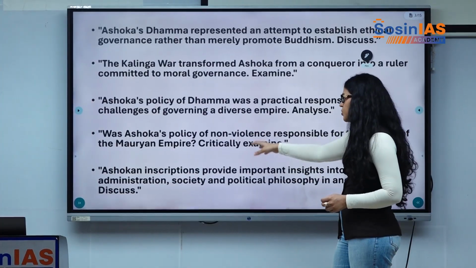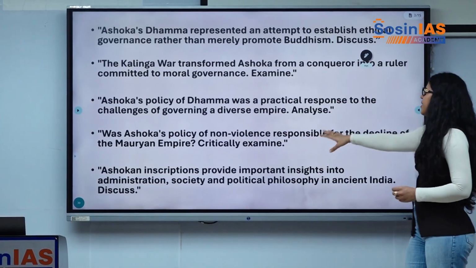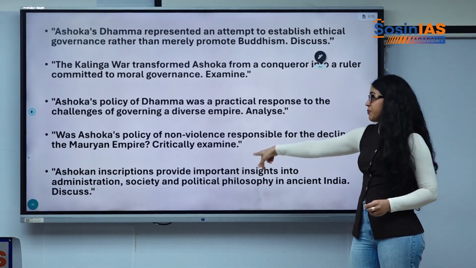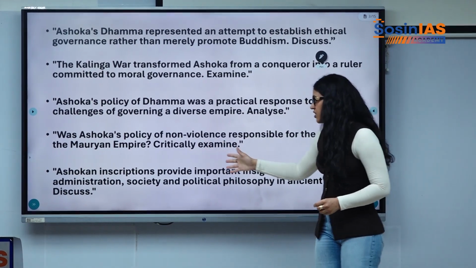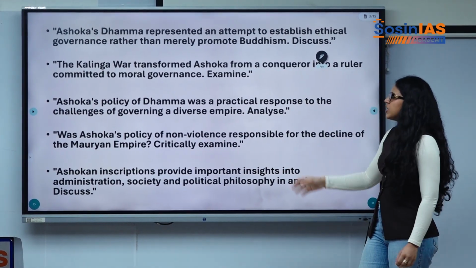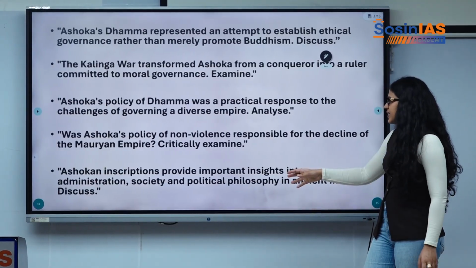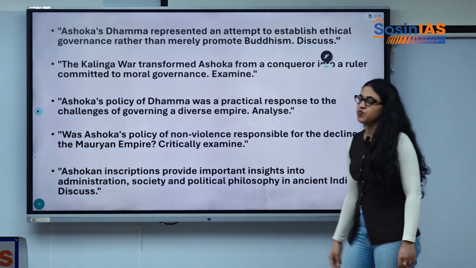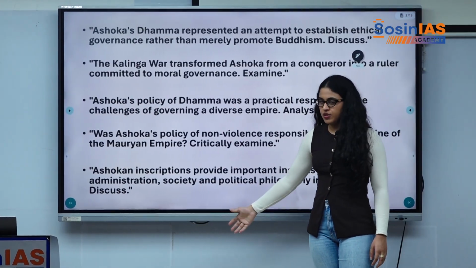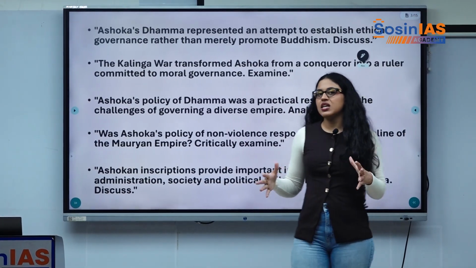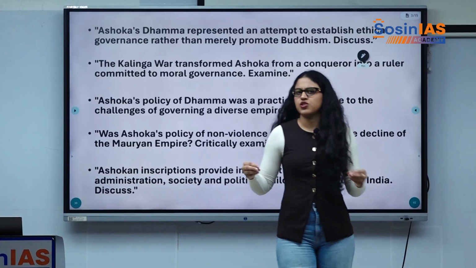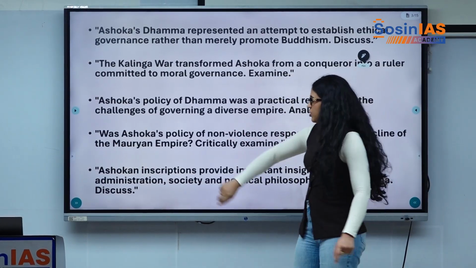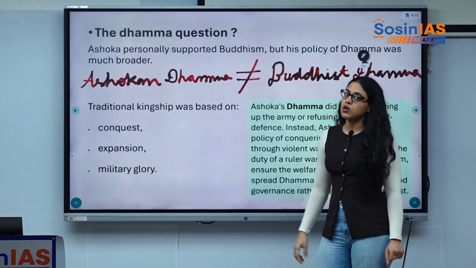Was Ashoka's policy of non-violence responsible for the decline of the Mauryan Empire? Critically examine. And the last one: Ashokan inscriptions provide important insights into administration, society and political philosophy in ancient India. Discuss. So, based on all these questions, let's first see some of the features of Ashokan policies, and the difference. The main question was the Dhamma question.